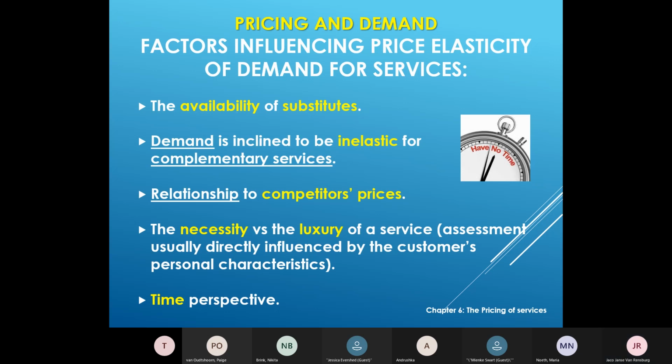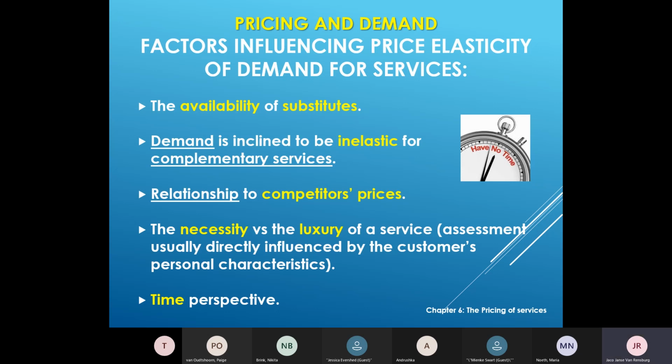The demand is inclined to be inelastic for complementary services. In other words, if you add something extra, it doesn't really increase your demand for a particular product. If, for instance, you can now get a free cup of coffee, or maybe a discount on your next haircut, it's not going to significantly impact on it. People are prepared to say, you know what, I'm only going to cut my hair again in 6 weeks, so nah, it's not really. If it's something that is more of a greater immediate benefit to me, that extra complimentary service that's offered, that might sway it for me. Then obviously the relationship to the prices that your competitors are asking for the same service plays a very important role and influences your price elasticity of demand.